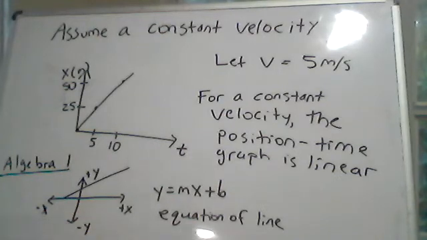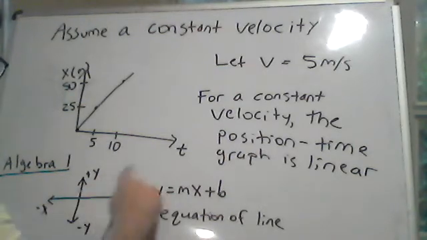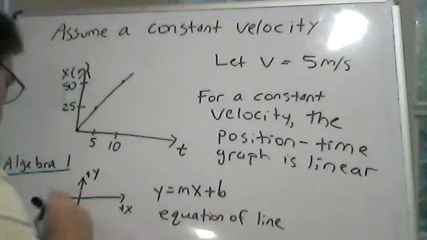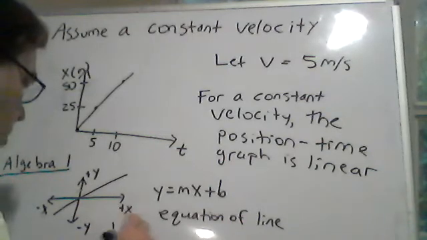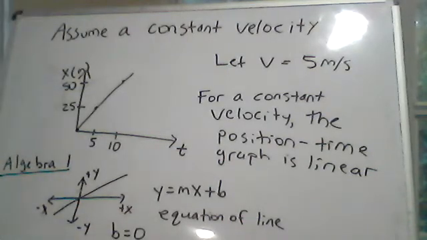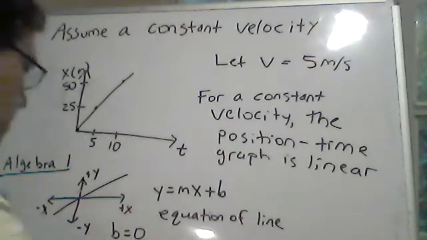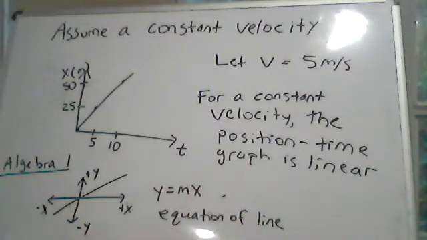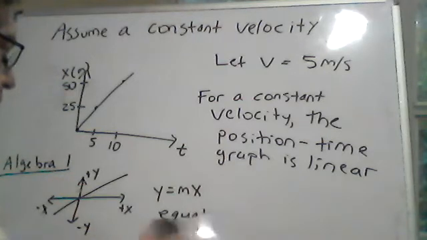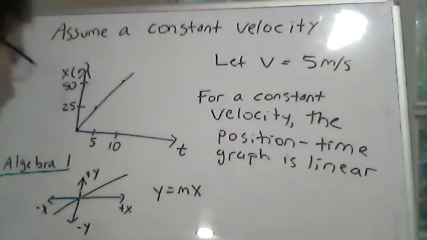Now, in the case where the line goes through the origin, then b would be 0. So let's consider that case. In that case, b is 0, so you have y equals mx. Now the question is, if your algebra teacher asks you, how do you find m?